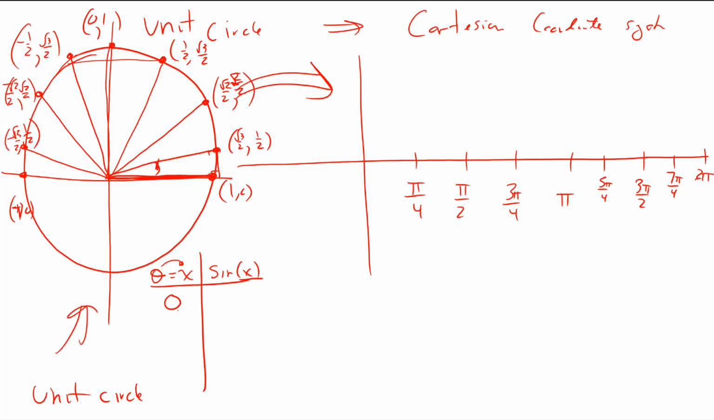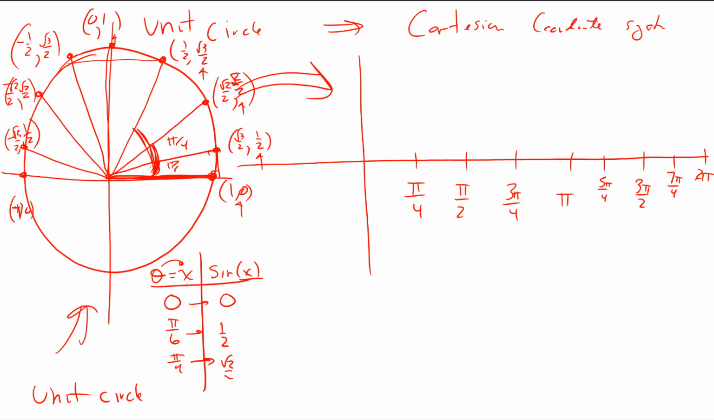So at 0 degrees, or 0 radians, we have a sine value of 0. Always the y value along the unit circle. So at pi over 6, which is this little angle measurement right here, we get ourselves a value of 1/2. At pi over 4, we get our value of root 2 over 2.